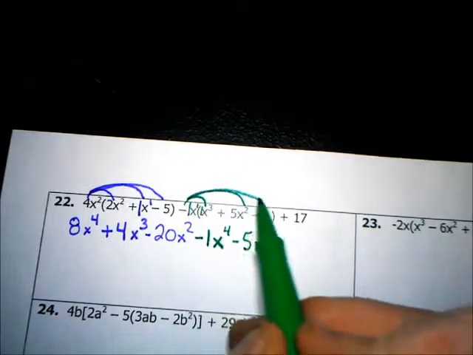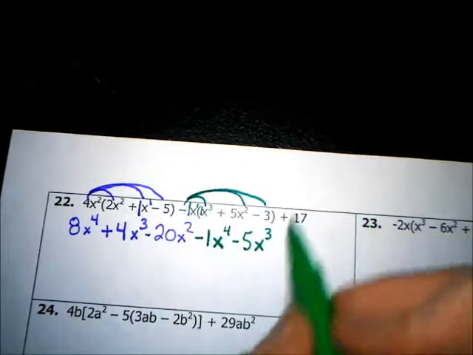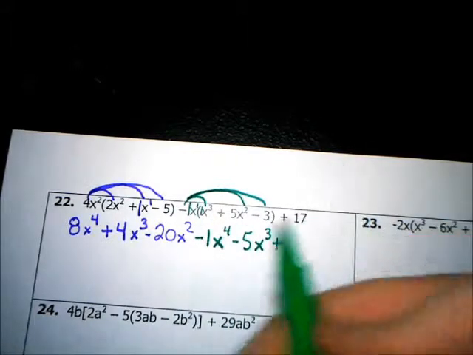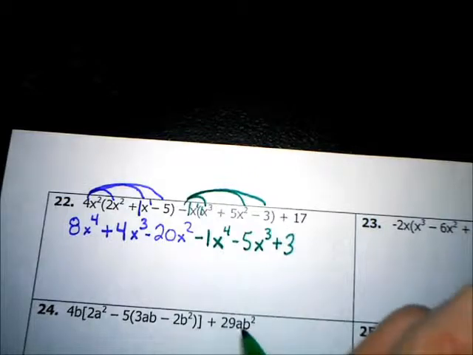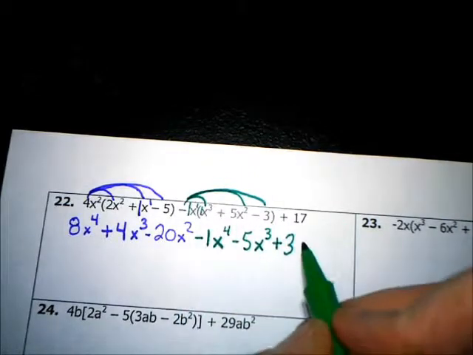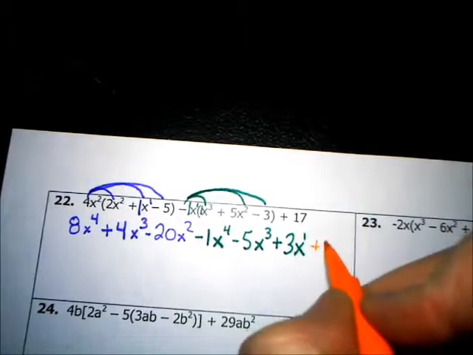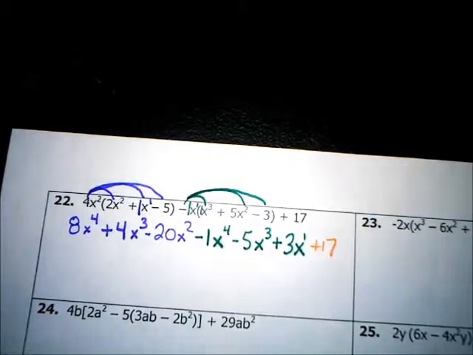And now let's go to the last term. Negative 1 times negative 3. Negative times a negative turns that to positive, and 1 times 3 is 3. I'm going to bring the x from the outside over, so that's x1. And then last, on the end, I have the 17, so it's plus 17. That's a constant on the end.